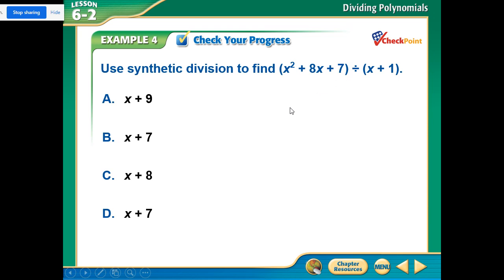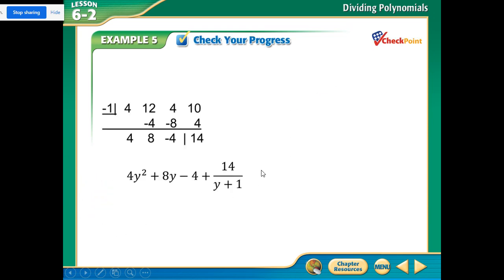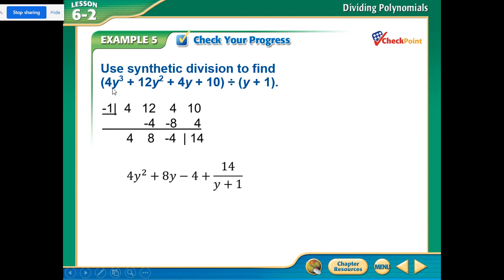So if we're going to go ahead and do this one, and you synthetic divide it, you will get x plus 7. All right, let's look at this one. So here are our numbers 4, 12, 4, and 10. So 4, 12, 4, and 10. And again, I take this plus 1 and make a negative 1 here. So prime the pump by dropping the 4.